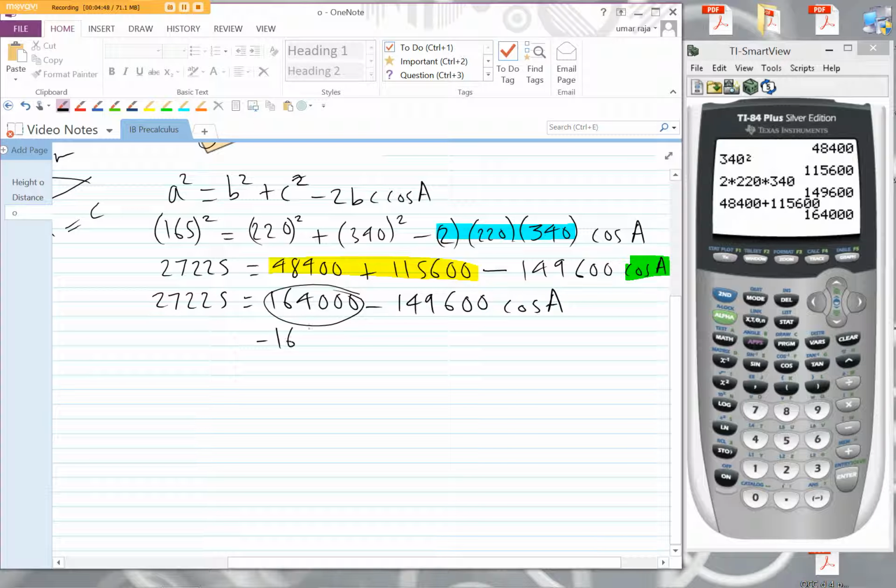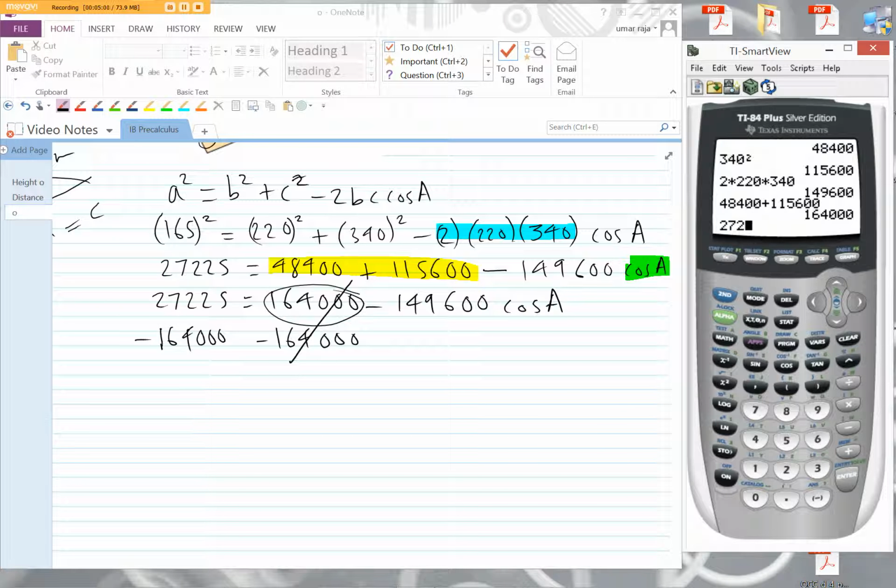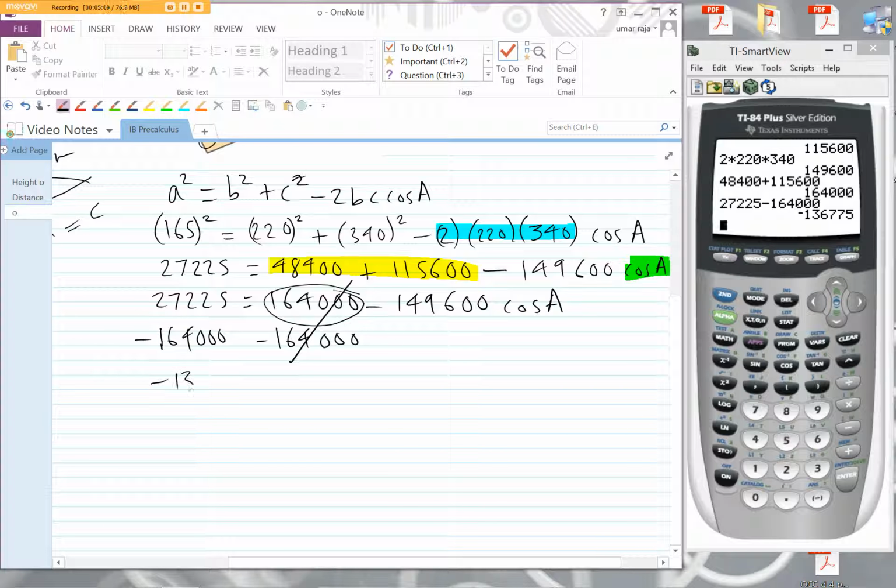Alright guys, once you have this, we're going to subtract that 164,000 on both sides of the equation. So this cancels on the right. Subtract that from 27225, that is 27225 minus 164,000, and that's going to give you negative 136,775, and that's equal to negative 149,600 cosine of A.